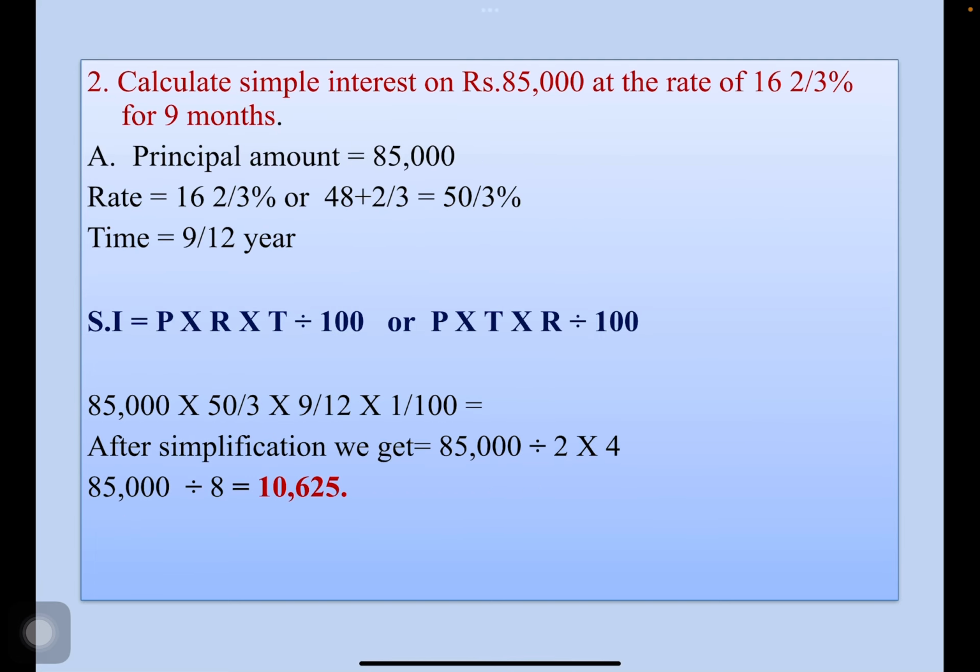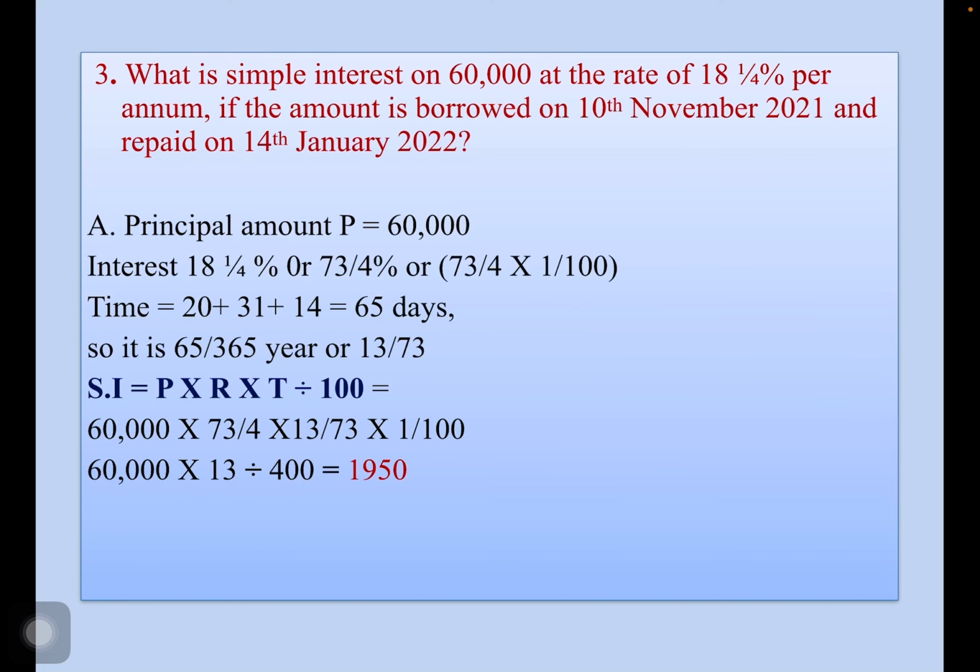I will give another problem. Calculate simple interest on 85,000 at the rate 16 2/3% for 9 months. Again, what is P? P is 85,000. What is R? 16 2/3, or 50 by 3%. What is T? 9 by 12. Substitute in the formula and calculate. Everything is given here, just try.